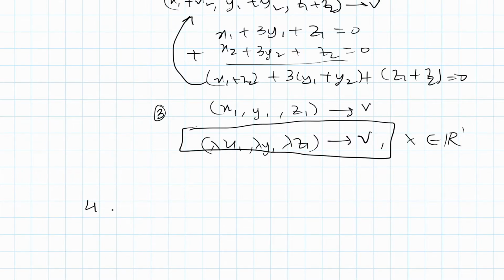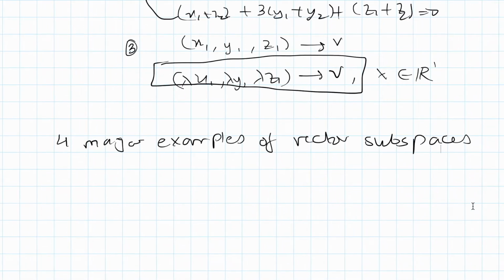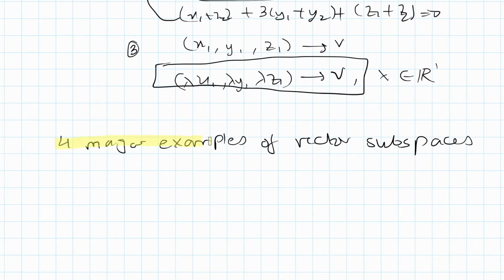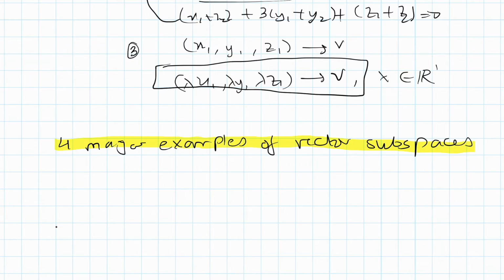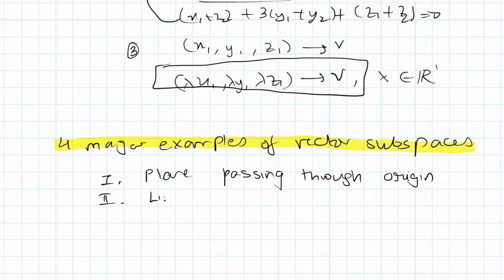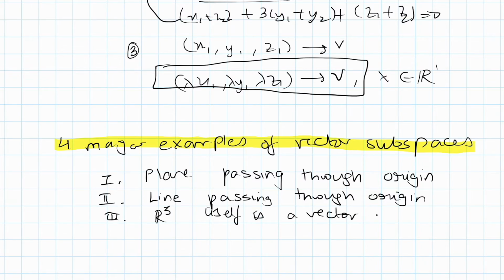Now there are four major examples of vector subspaces. What do I mean by four major examples? What I'm trying to say is that except and apart from these four, there is no other format of a vector subspace. What are these four? First, a plane passing through origin. What's the second? The second is a line passing through origin. What's the third? R3, the whole of R3 itself is a vector subspace.